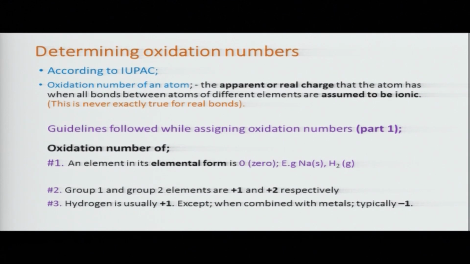Let's look at number 2, or guideline 2. Group 1 and group 2 have oxidation numbers of +1 and +2, respectively. What do we mean? I'm still going to use the example of sodium, which is in group 1. It loses 1 electron to be stable, and in the process, it will only form +1.